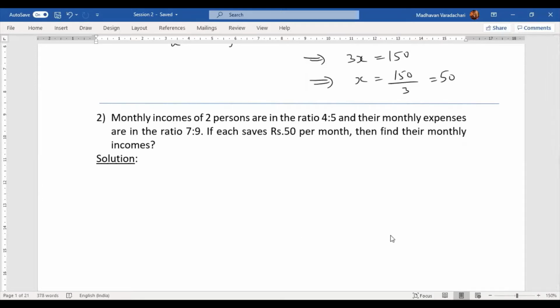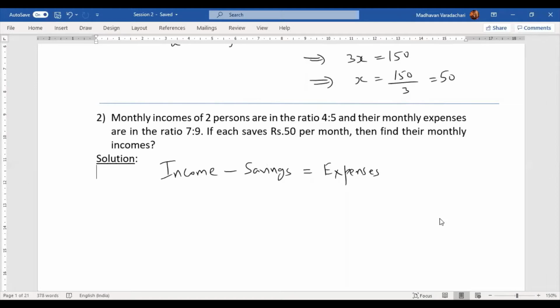So one thing is clear, we know income minus savings, the balance will be our expenses. Or we can also write it as income minus expenses is equal to savings. That means income minus savings is equal to expenses. One and the same. Bringing this side, it will become negative. If I bring this side, it will become positive. So it is like that.